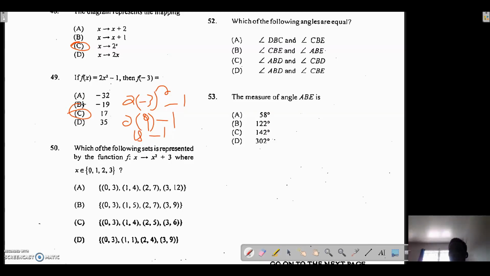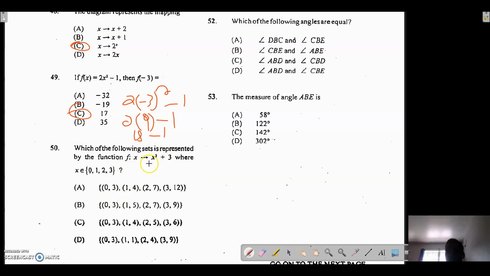50. We should have the following set represented by the function f is such that x maps onto x squared plus 3, where x is 0, 1, 2, 3. So what it means is that the x values, in the domain, you have 0, 3, which means that the x value is 0, the y value is 3, or the f of x value is 3. So I want to find the cases that when you plug these x values into this function, the output values that you get represent the y values. Let's start with this 0, 3. Now 0 squared plus 3 is 3. So that is correct.